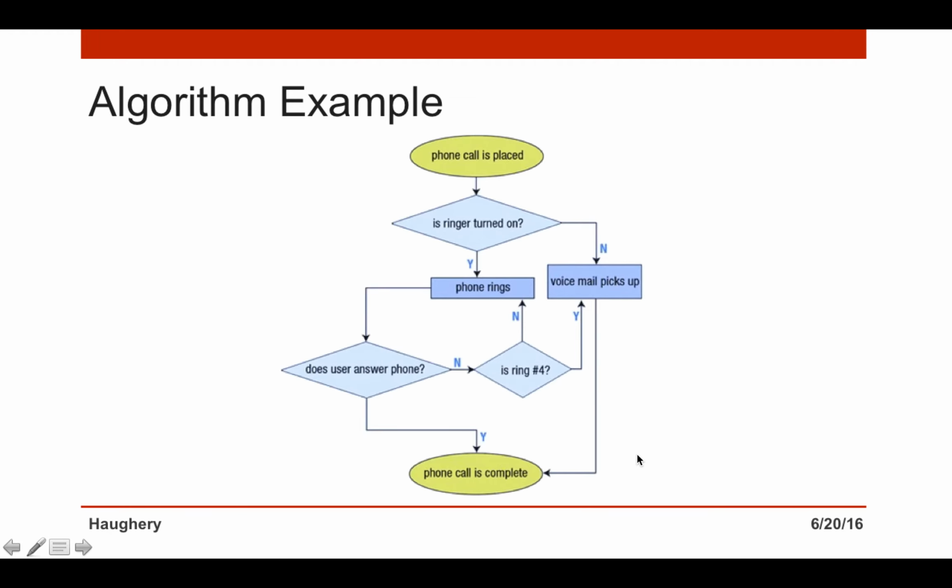Another example would be you get a phone call. Is the ringer turned on or off? Yes, no. Yes, phone rings. Does the user answer the phone? Yes, no. Right? So this is just a way to represent the action of whether you pick a phone call up or it goes to voicemail in a graphic. But this is an algorithm, right? It's a step-by-step process. You have inputs, you make decisions, you do things, or things are done.